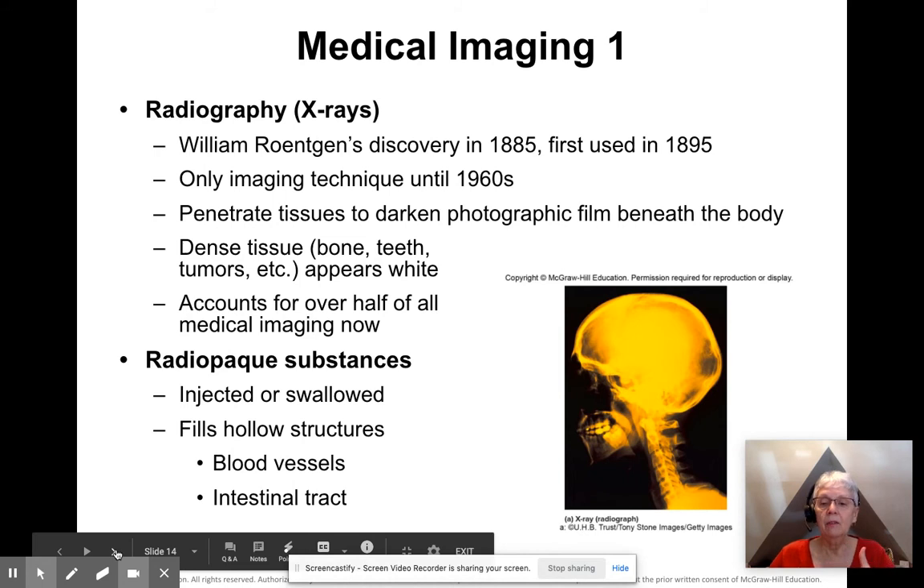You may have someone either swallow or have an injection into the body so these hollow structures fill up and you can see them, such as having a barium swallow. The barium is a very dense, opaque chemical, and so when you swallow it, you can actually see it going down. Or you may give an injection so that you can see blood vessels in the body on a CT scan or on an MRI.